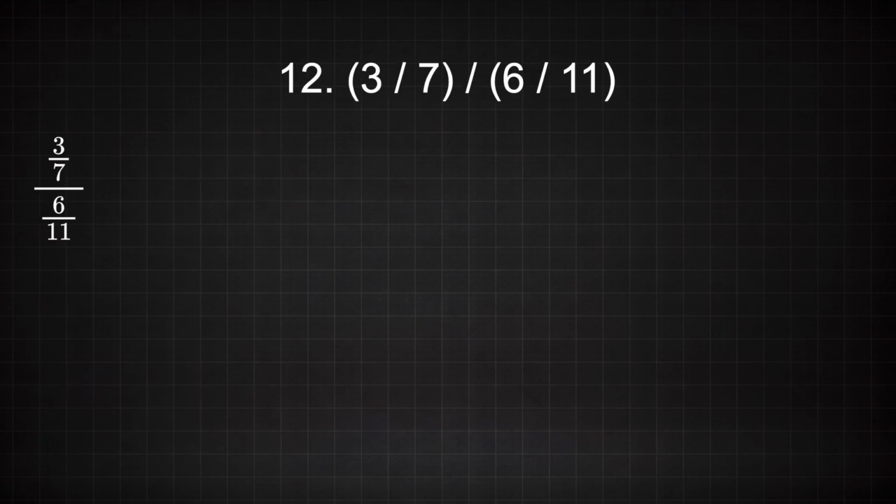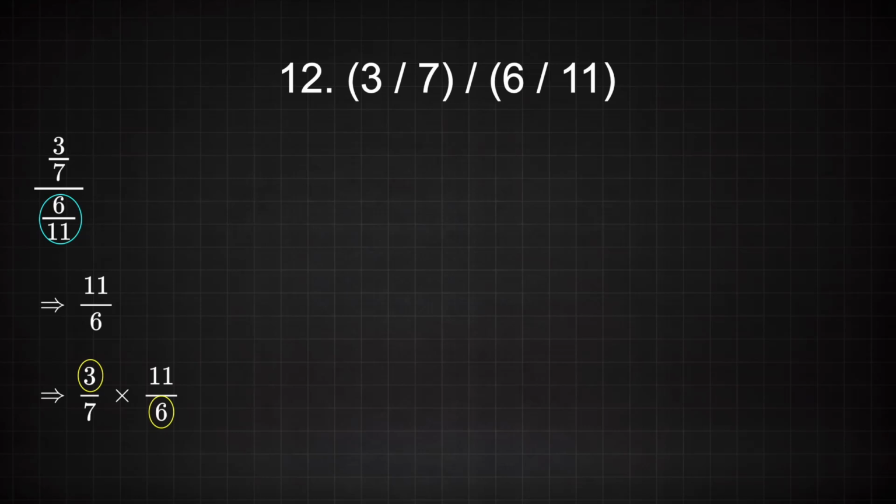The next problem is 3 over 7 divided by 6 over 11. What fraction is in the denominator? It's 6 over 11. What's the reciprocal of 6 over 11? 11 over 6. Now proceed to multiply the fraction in the numerator with the reciprocal using cross cancellation. 3 and 6 share a common factor of 3, but 7 and 11 do not share a common factor other than 1.